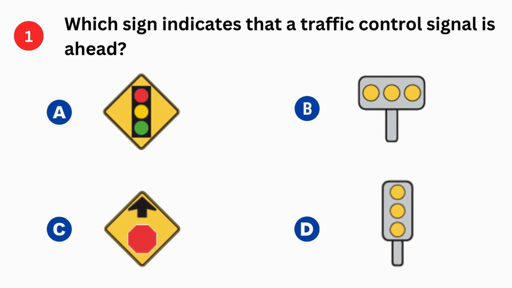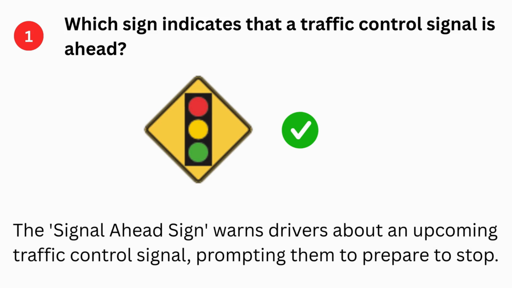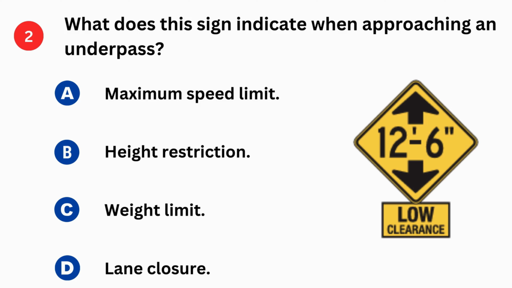Which sign indicates that a traffic control signal is ahead? The signal ahead sign warns drivers about an upcoming traffic control signal, prompting them to prepare to stop. What does this sign indicate when approaching an underpass?